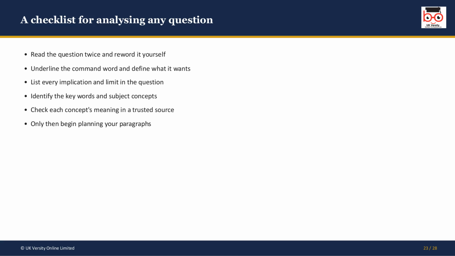Here's a checklist you can use on any question. Read it twice and reword it in your own voice. Underline the command word and define exactly what it wants. List every implication and limit. Identify the keywords and subject concepts, and check each concept's meaning in a trusted source. Only once you've done all of that should you begin planning your paragraphs.